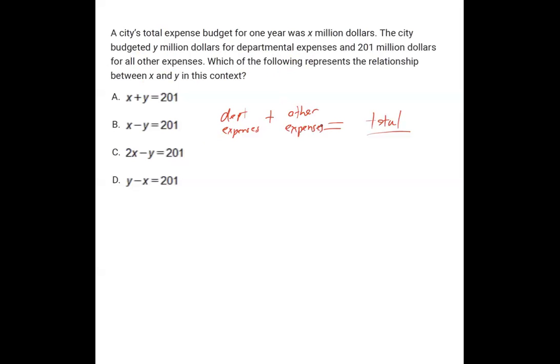So making sense of the complicated looking wording here, we have the department expenses plus the other expenses, adding all up to the total expenses. So the total expense budget was the X. That's what we're seeing right here in the first part of this. We're also seeing that the Y is the amount of departmental expenses. So that's our Y right there. And last but not least, we're seeing that the 201 is the other expenses.